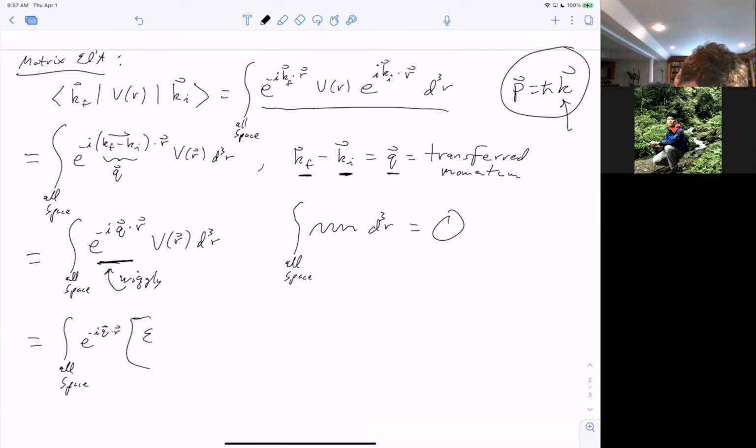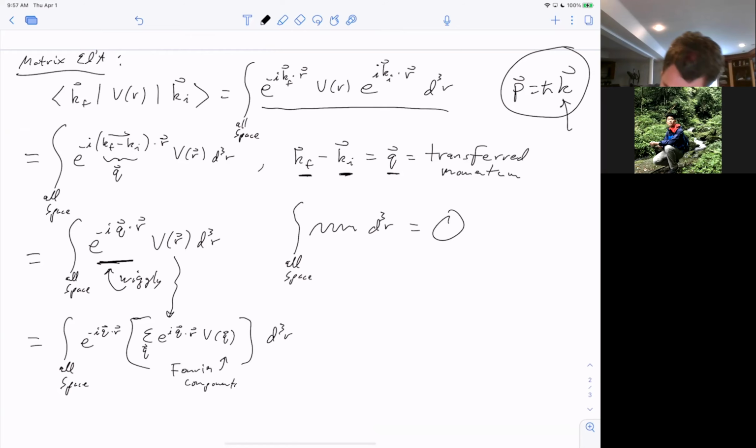So that potential, I can write as a sum over all possible momenta. I'm doing a Fourier transform now: e to the i q dot r, V of q. So now I'm breaking apart that potential into all of its Fourier components. Okay, and I got to give it a q prime because I'm already using q. So I've broken that potential into all its Fourier components.